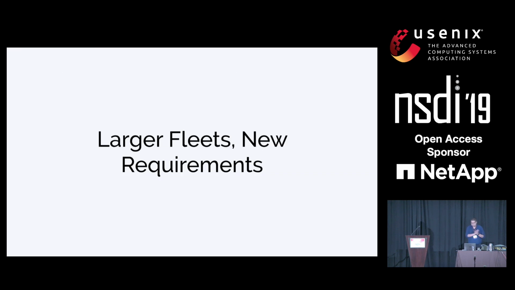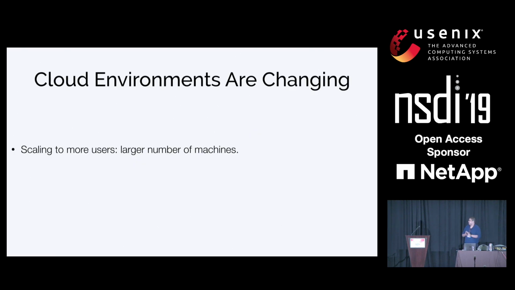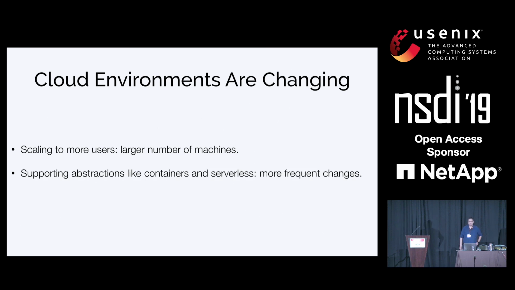OK, so that was one. The second one is we have these larger fleets with new requirements. We have more machines. This is not surprising. People earn money by selling machines. They buy more machines so they can make more money. We also have new abstractions. We have serverless, which we just talked about, and containers.